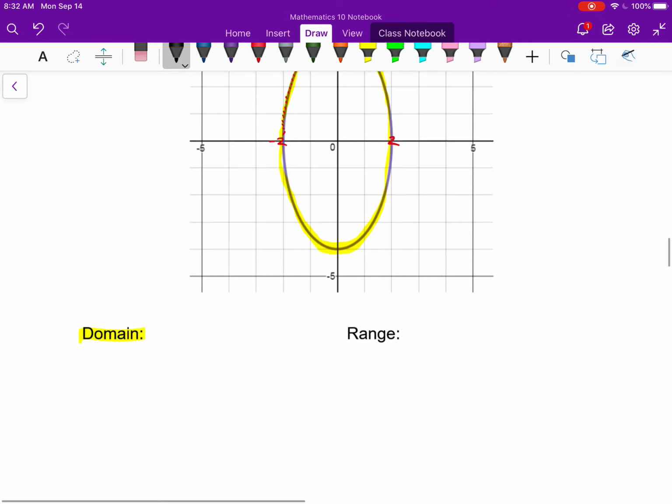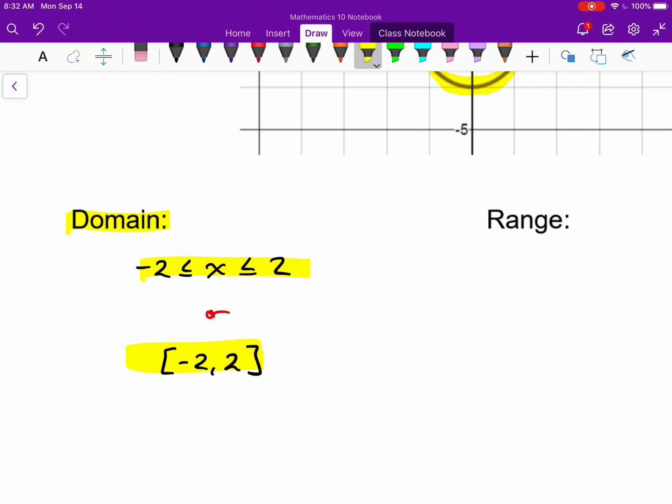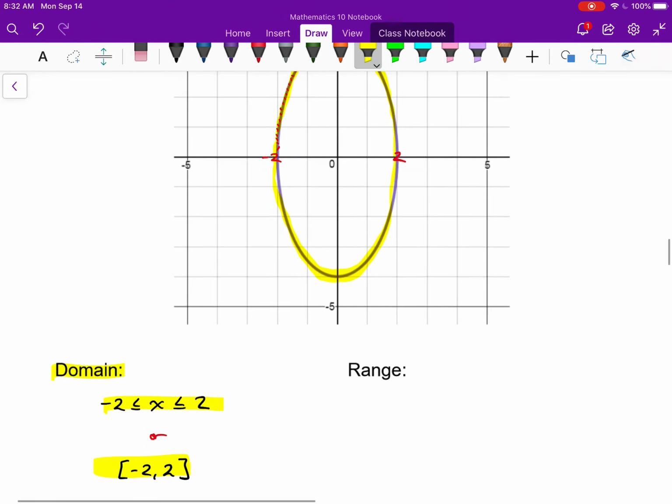So I can express this in a couple different ways. One way is to say -2 is less than or equal to x, which is less than or equal to +2. That is set notation. Or I can use interval notation, and they'd both be square brackets, because you can see it goes right up to those points. So that's my domain by looking at the graph.